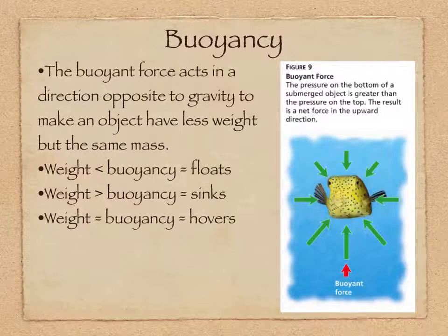If the weight is less than the buoyant force, it floats. If the weight is greater than the buoyant force, it sinks. And if the weight is equal to the buoyant force, it hovers or is suspended within the water column.